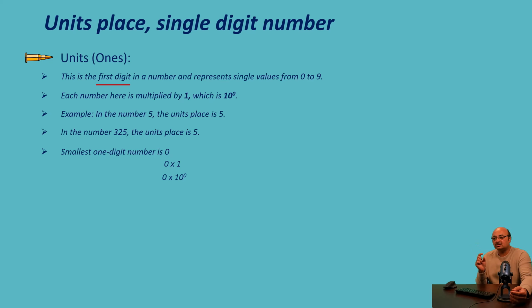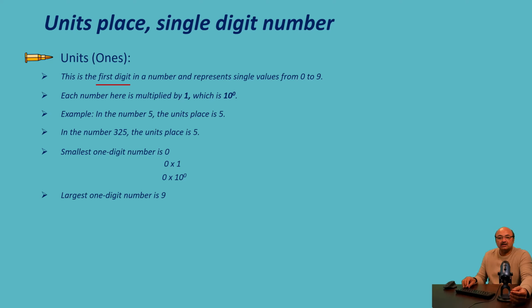The key thing here again is 10 to power 0, because we are talking about a units place. The base is 10 and the power of 10 is 0. So for the units place, the power is going to be 0.